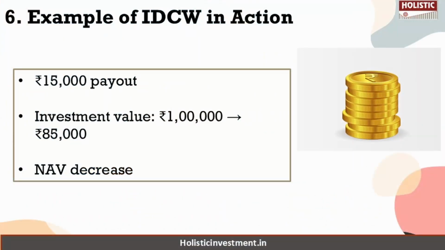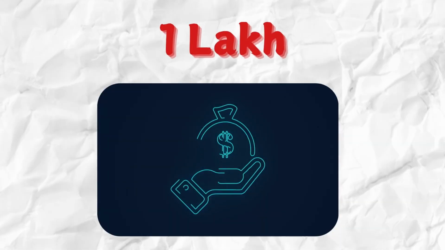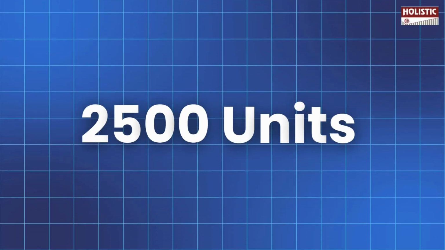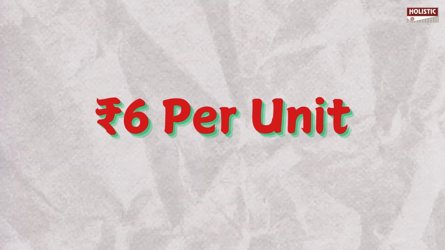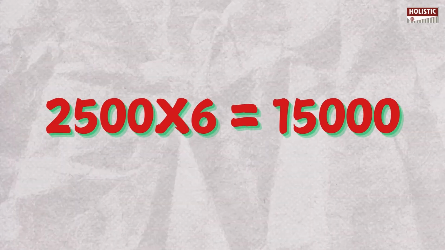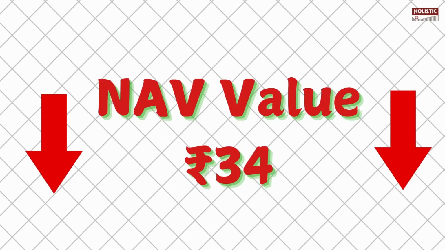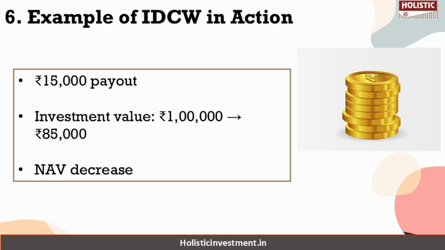One example of IDCW in action is, let's say you invest 1 lakh in a mutual fund with a NAV of 40 rupees. You receive 2500 units of the fund. The fund declares a dividend of 6 rupees per unit. You receive a payout of 15,000 rupees because 2500 into 6 is 15,000. But now your NAV drops to 34 rupees, reducing the total value of your remaining investment to 85,000. So while you received 15,000, your total capital shrunk. Not the best choice if your goal is wealth accumulation.